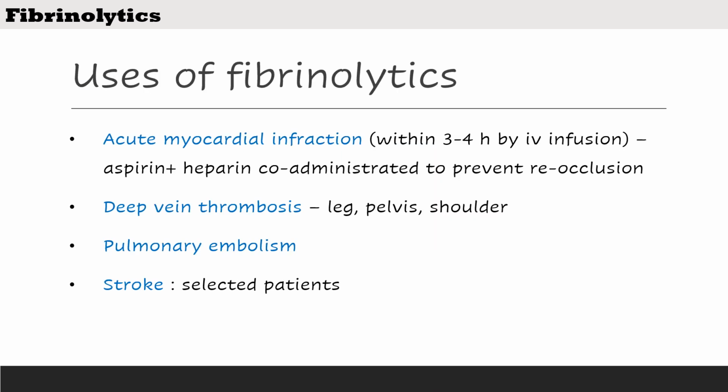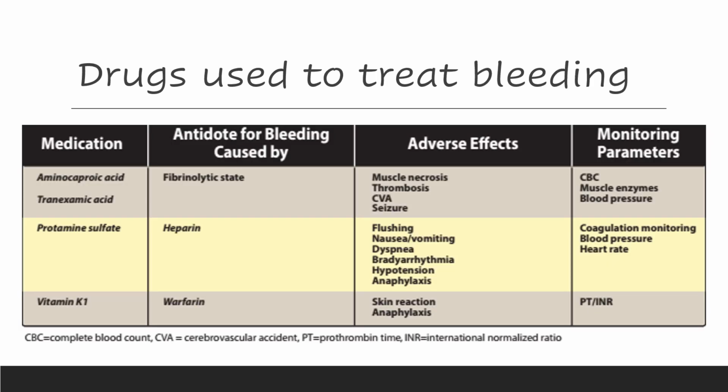Fibrinolytics are used in patients with acute myocardial infarction, together with aspirin and heparin co-administered to prevent reocclusion. They are also used in the treatment of deep vein thrombosis, especially when it is in the leg, pelvis, or shoulder. They can also be used for pulmonary embolism and selected stroke patients. For all the antiplatelets, anticoagulants, and fibrinolytics, one of the main adverse effects, as you may notice, is that all of them can cause bleeding.